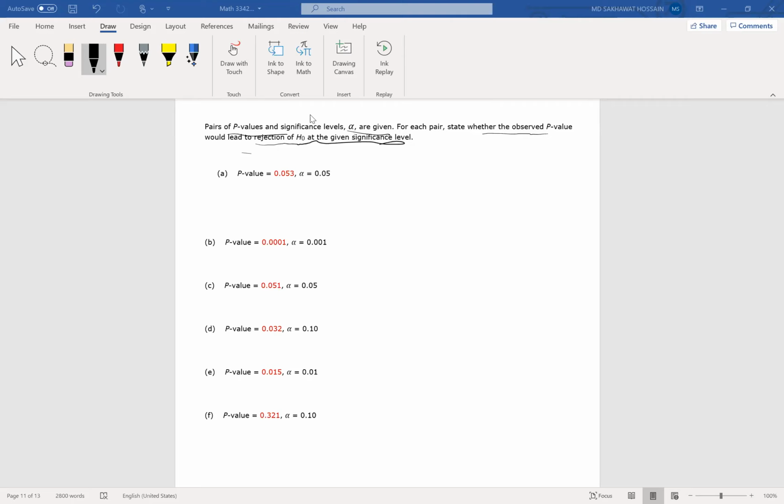How about part B? Should we reject or fail to reject? Yes, for part B we reject the null hypothesis because the p-value is less than alpha. So this is fail to reject, and this is reject. FTR means fail to reject the null. So how about part C?